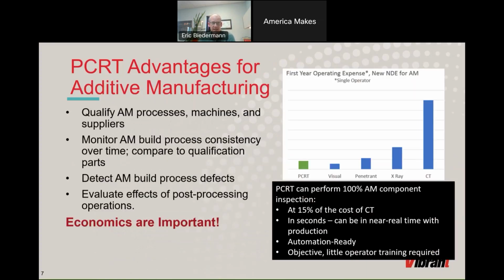Cost is another significant advantage for the method. It offers significant cost advantages over other NDE methods, particularly some of the more complex, time-consuming ones like CT. CT comes with a lot of equipment costs. It requires a lot of operator training and involvement. PCRT's training requirements are quite minimal, and its equipment is very simple.